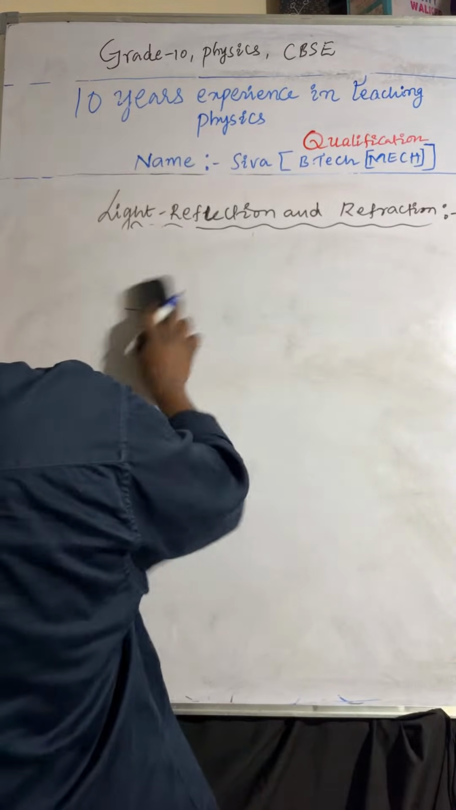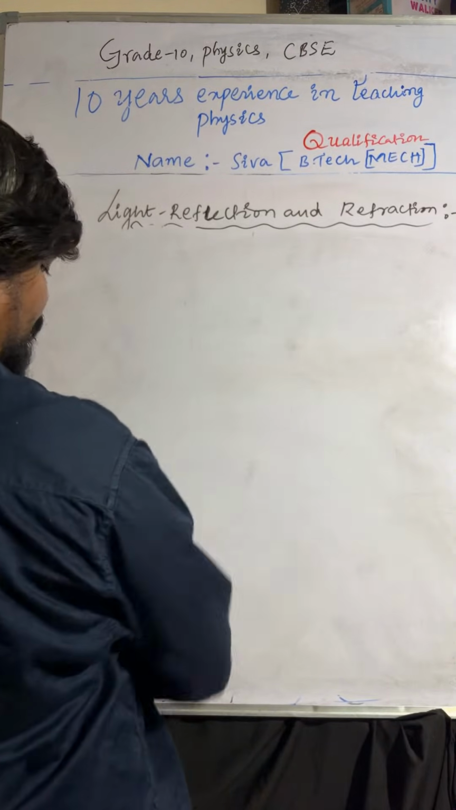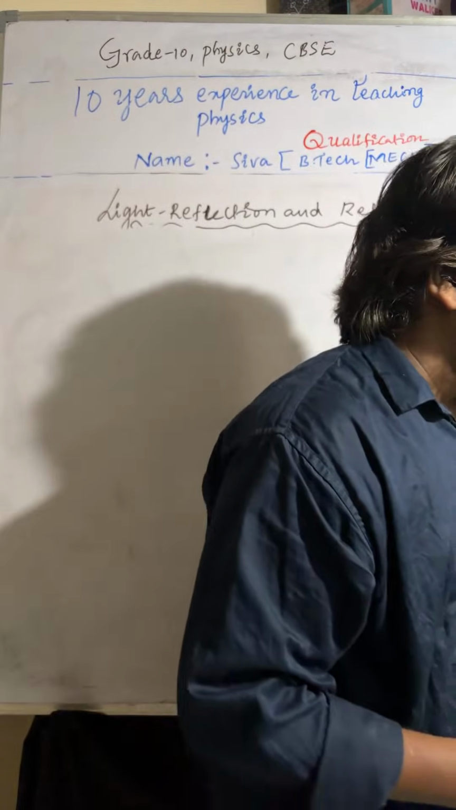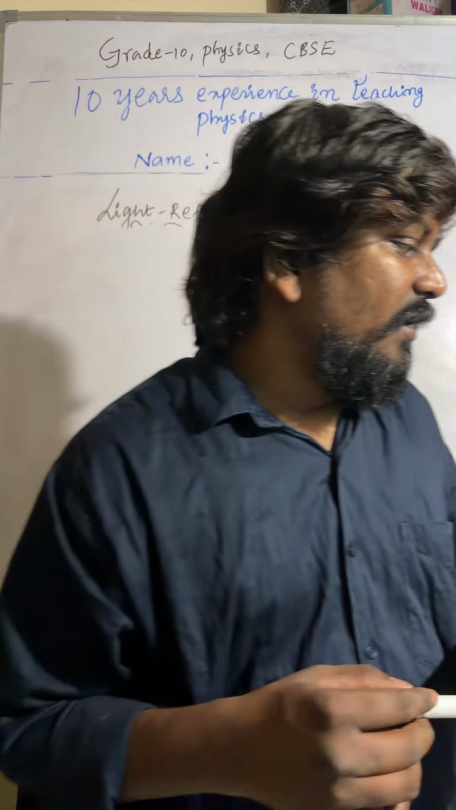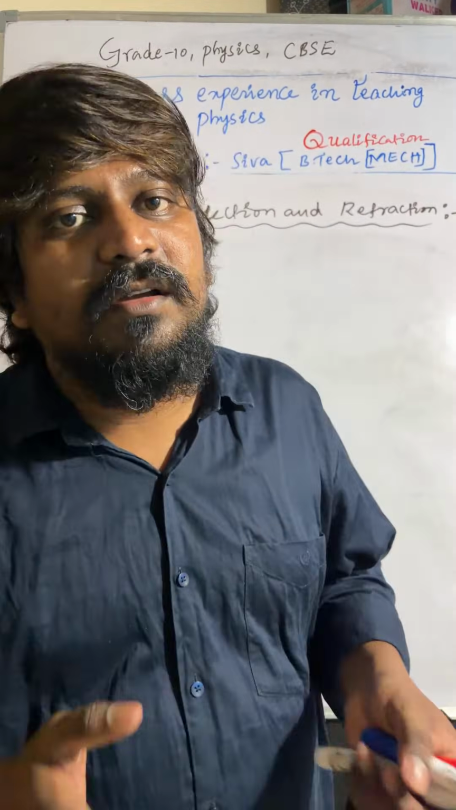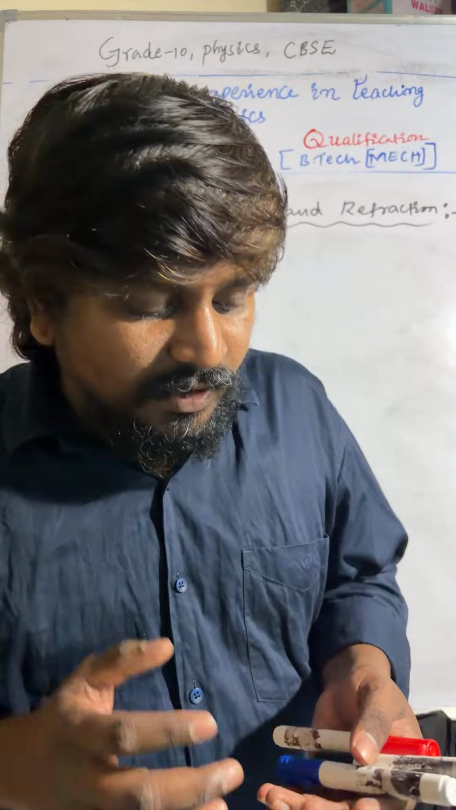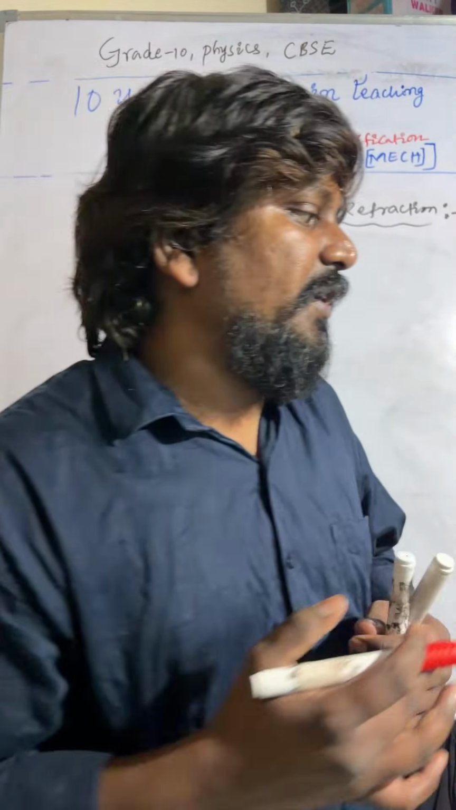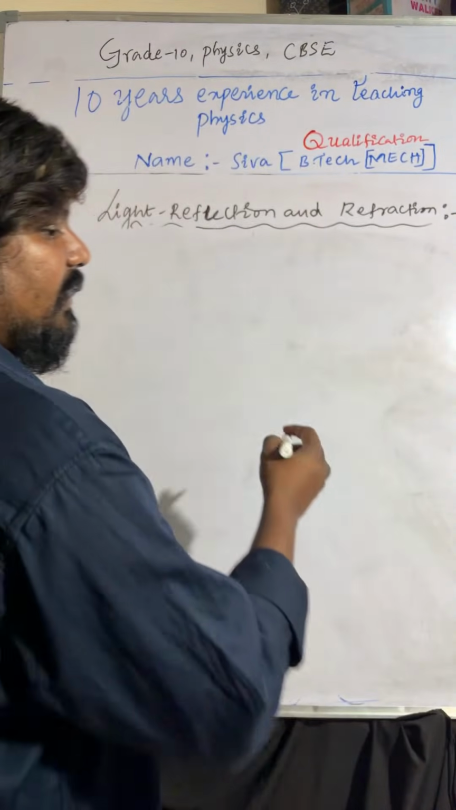Next one. So that is about ray rules and image formations of concave mirror and convex mirror. So now we will discuss sign conventions. Sign conventions we can see.